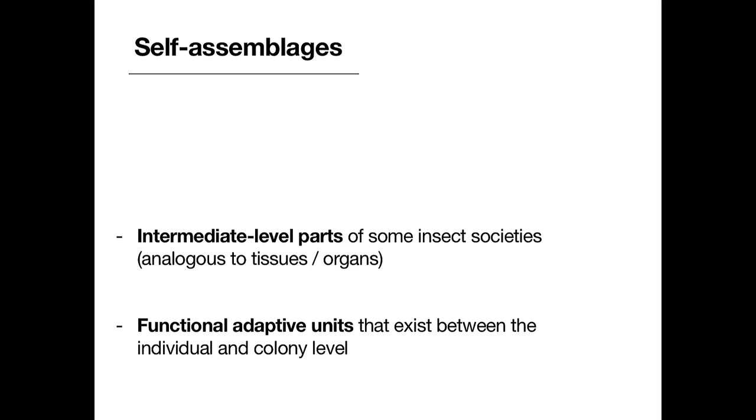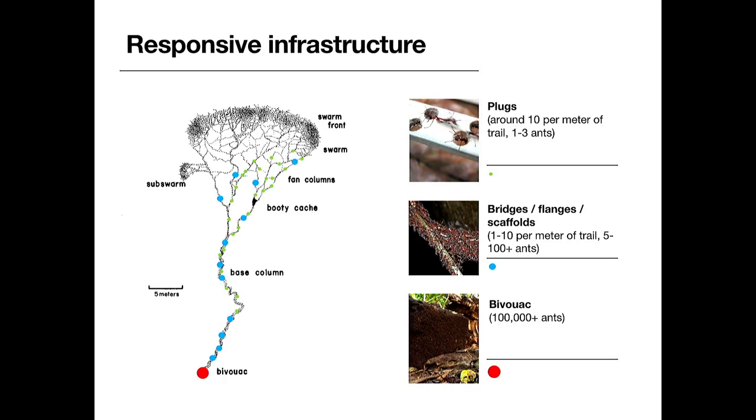So this term self-assembly, I think, is defined quite differently depending on the discipline. But in terms of the social insect world, we're really just talking about structures that are formed out of the bodies of insects when they join themselves together. And in certain cases, these can be considered as almost like intermediate level parts of insect societies. And in particular, the structures that I'm going to be talking about are really functional adaptive units. So they're not just sort of a ball of ants, but they serve some purpose for the colony.